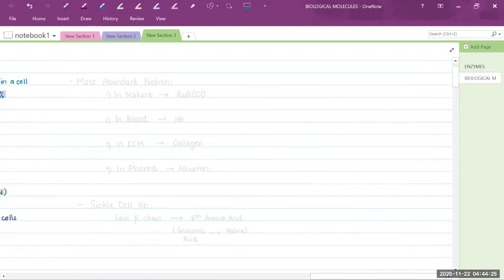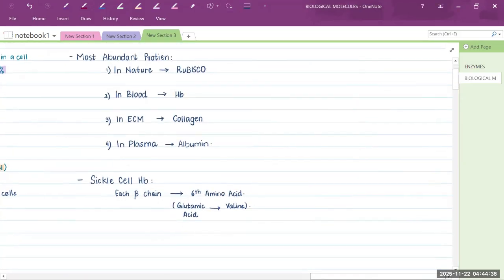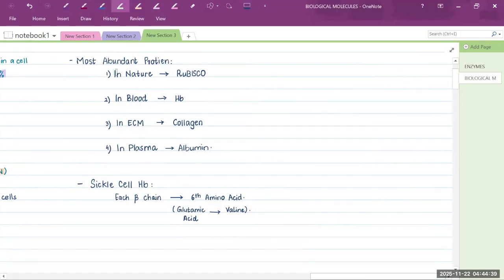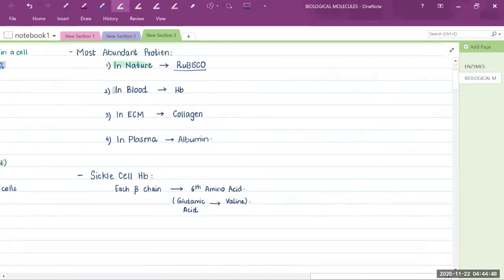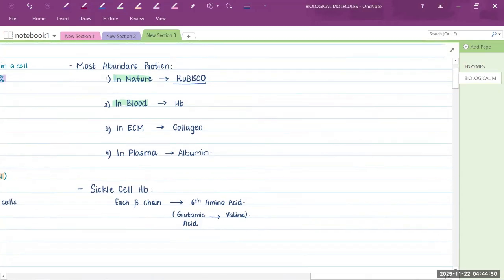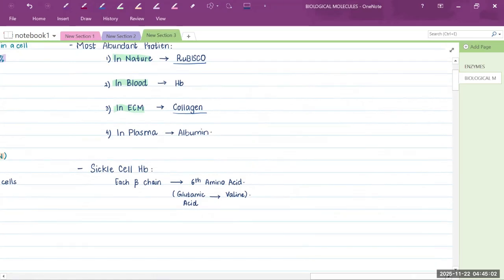Some more key sentences that I have written here, and also some information about sickle cell hemoglobin. So the most abundant protein in nature is rubisco. We'll see the role of rubisco when we do bioenergetics. In blood, it is hemoglobin, as we know, that is the transport of gases. In the ECM, that is the extracellular matrix, we have collagen that is present in our bones and joints and ligaments, etc. And in plasma, we have albumin.